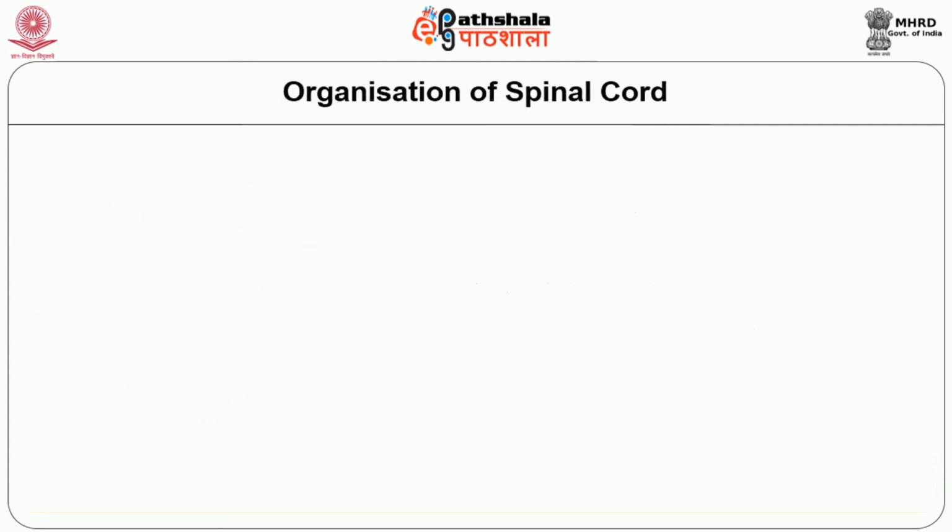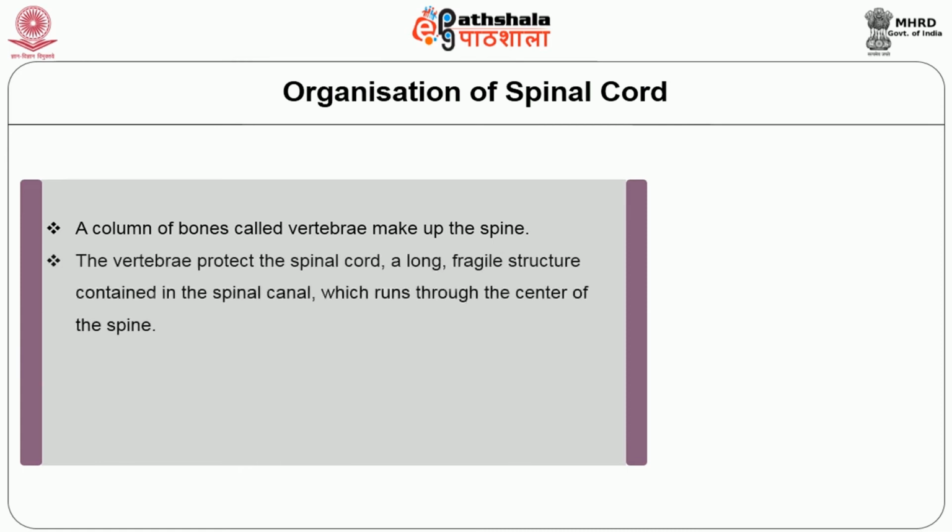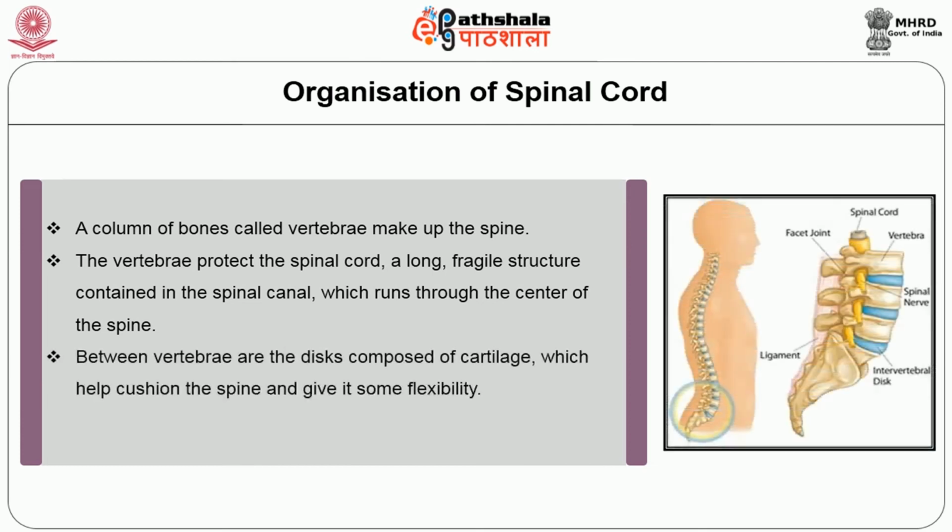We are moving on to the organization of the spinal cord. A column of bones called vertebrae makes up the spine, the spinal column. The vertebrae protect the spinal cord, a long fragile structure contained in the spinal canal which runs through the center of the spine. Between vertebrae are the discs composed of cartilage which help cushion the spine and give it some flexibility. Like the brain, the spinal cord is covered by layers of tissues.